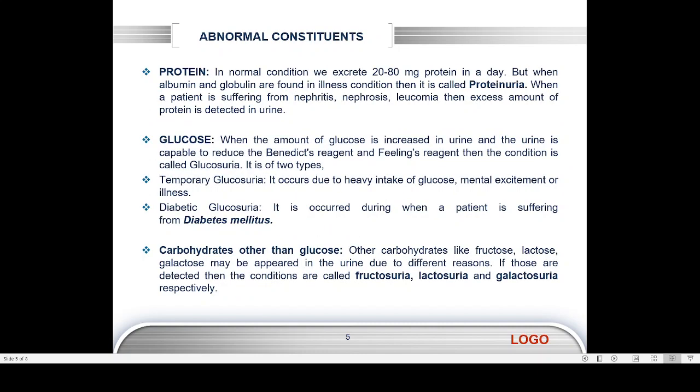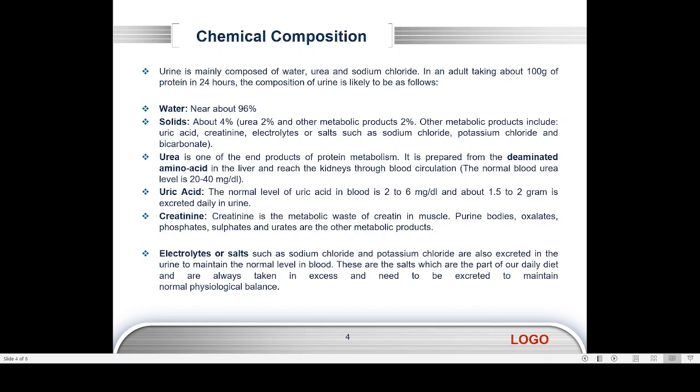The next one is regarding the first substance found in urine, urea. Urea is basically an end product of protein metabolism. When we take protein, it contains a lot of nitrogen, and that nitrogen will be converted into ammonia. Ammonia combines with carbon dioxide forming urea. This is how urea is formed in our body. So urea is actually an end product of nitrogen intake or protein intake. It is prepared from deaminated amino acids in the liver. That is how the process of urea formation takes place.